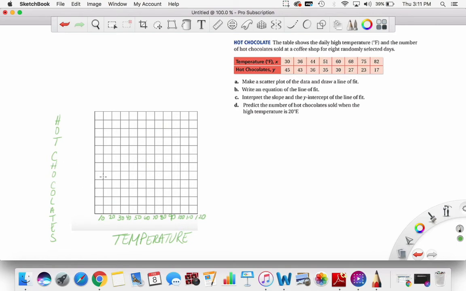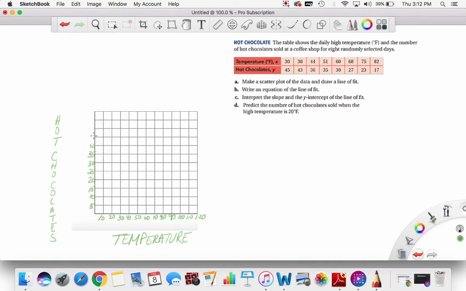Now, up my y-axis, I'm also going to use 10 as my scale because my smallest value is 17, my highest value, actually, I'm going to change that. I'm going to use 5 as my scale because my smallest value is 17, my largest value is 45. So I'm going to use a scale of 5 on the y-axis. Now, I can have a different scale between the two different axes. However, on each axis, the scale must be equivalent.